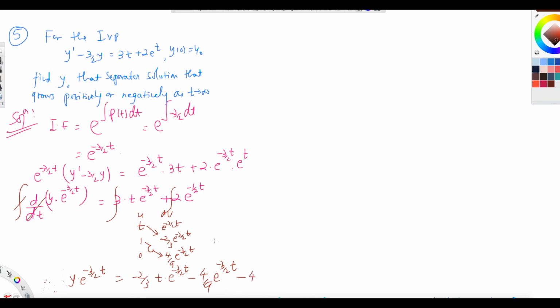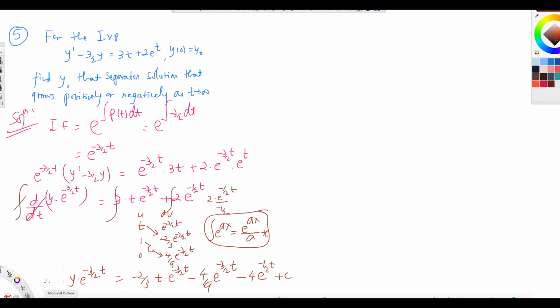Minus 4. Why? Because the integral of this will be 2 e to the negative 1 half t over negative 1 half, right? Because this is the formula: the integral of e to the ax equals e to the ax over a, plus c. That is the formula. That's why. So that will become negative 4 e to the negative 1 half t plus c. That's what you get.